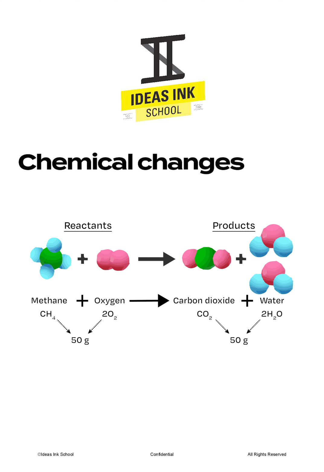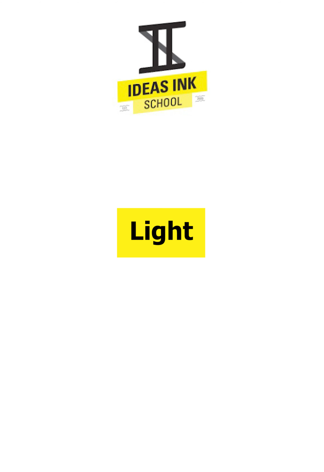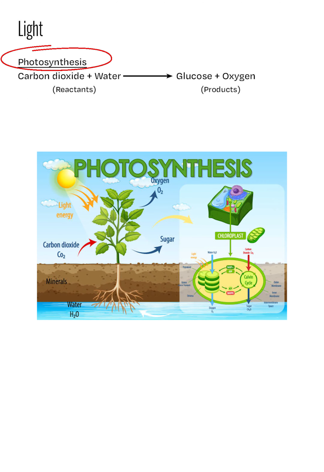In order to understand the concepts better, please pause the audio and refer to the notes. Then you will find how the word equations are written. Let's begin by discussing chemical reactions that involve light. During photosynthesis, with the help of light energy, carbon dioxide reacts with water to produce glucose and oxygen.